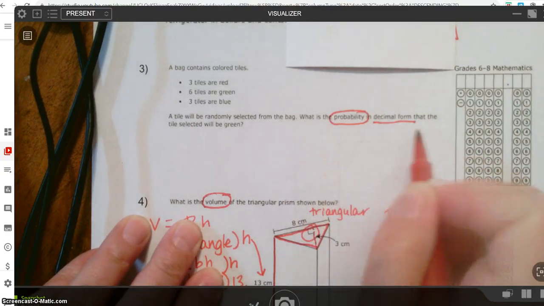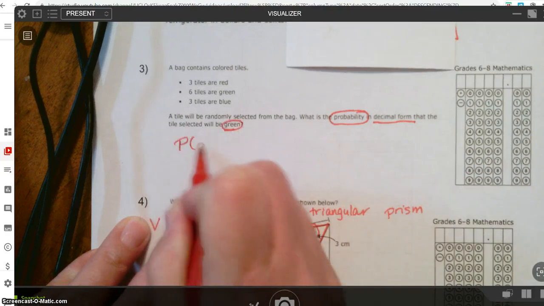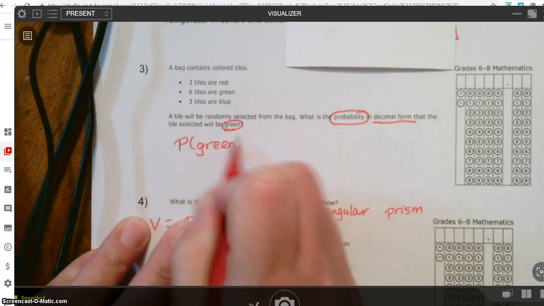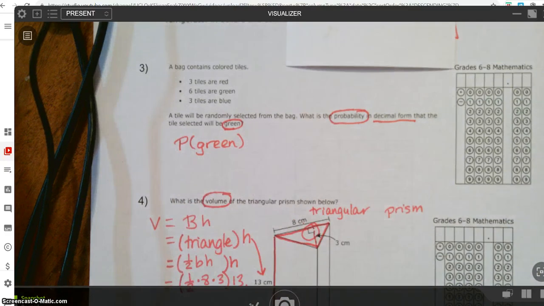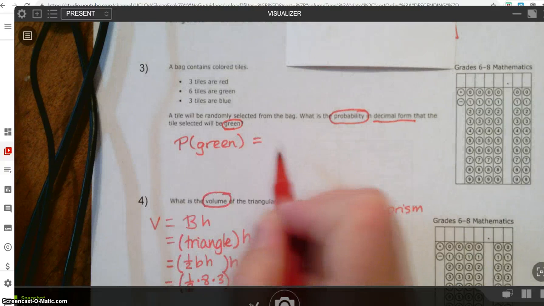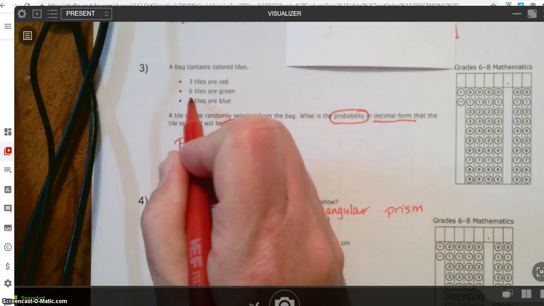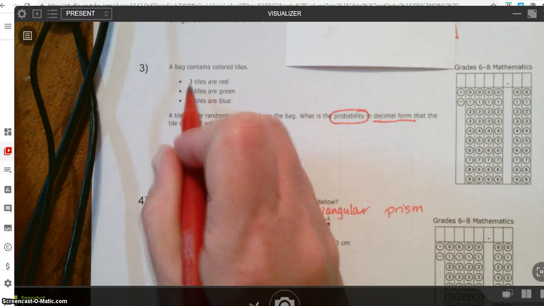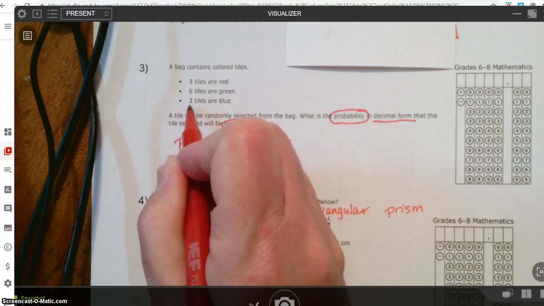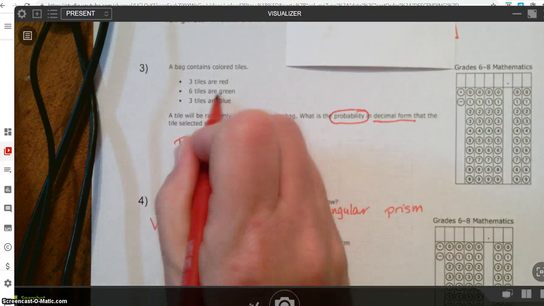So what is the probability, and I want to write it as a decimal, that it will be green? So I'm looking for probability of green. Generally when I'm doing my probability, I'm going to start with a fraction. So we want our total on bottom, right? So 3 plus 6 plus 3. 3 plus 6, 9. 9 plus 3, 12. And then how many are green?